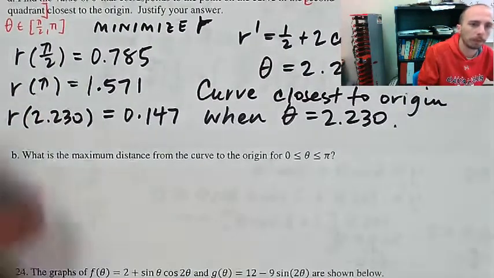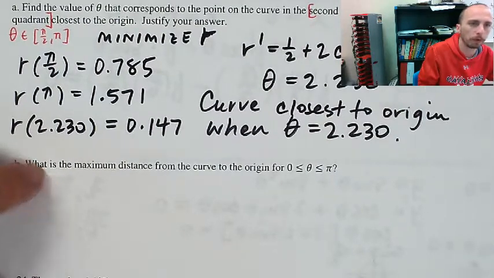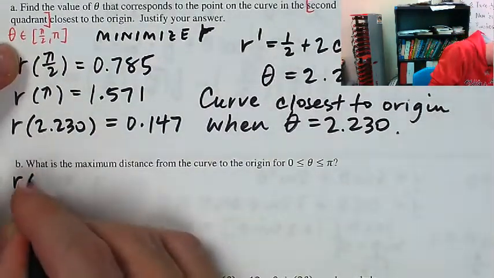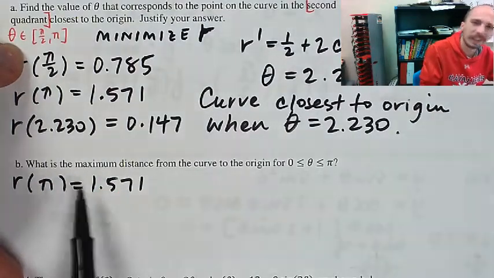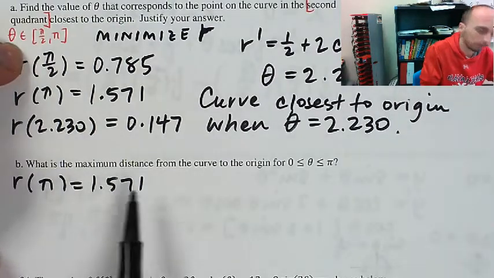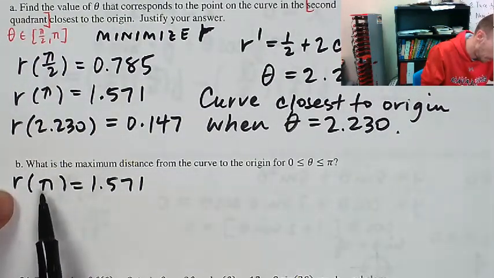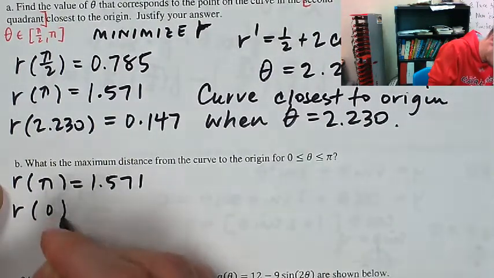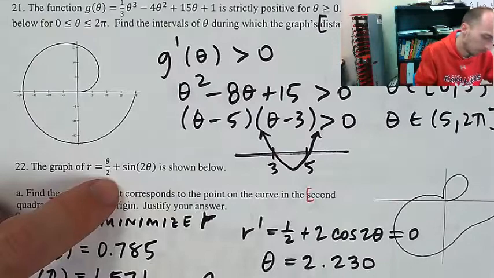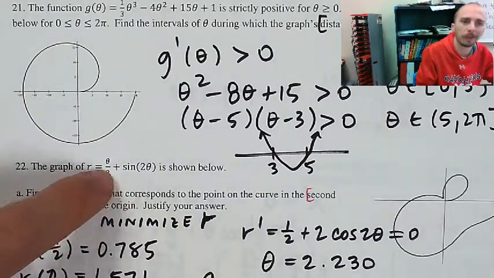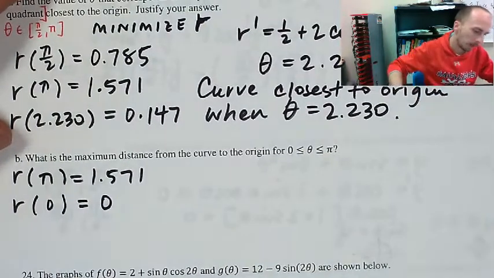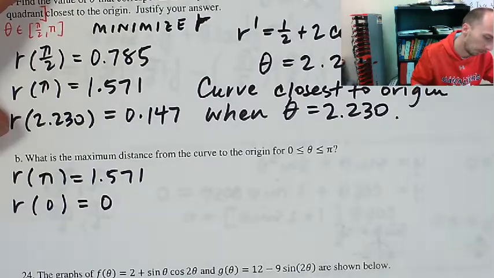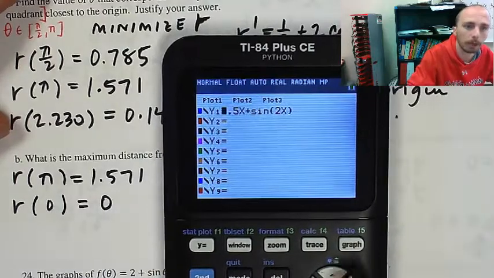Okay. What is the maximum distance from the curve to the origin for 0 to pi? Luckily, we already computed r of pi. That was 1.571. I bet that's pi over 2, isn't it? Yeah, I see that. And then r of 0 is also going to be 0, because 0 plus sine of 0 is 0 plus 0. All right, so I didn't need to do that, but this time I'm going to be a little smarter, and in y1, leave that, except I'm not going to graph it.